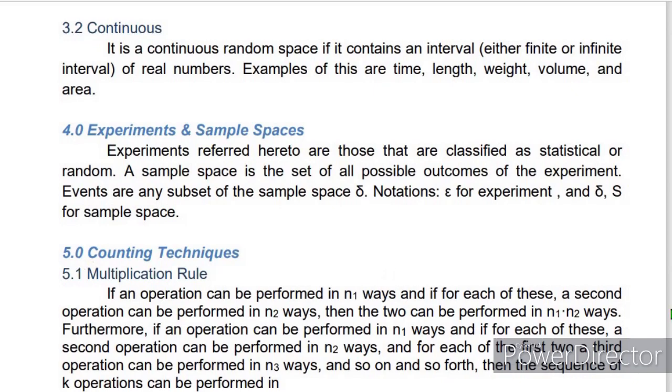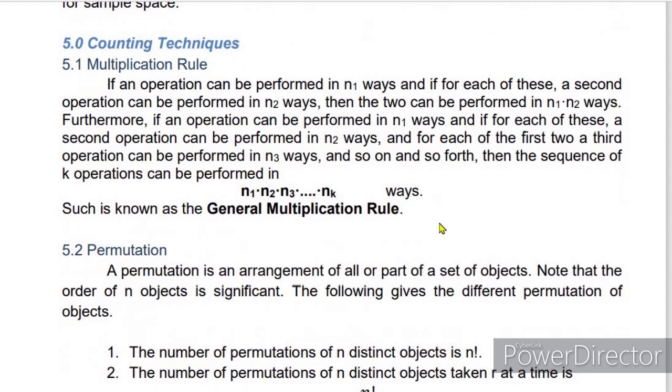Next, we go now to 5.0, counting techniques. 5.1, multiplication rule. If an operation can be performed in n sub 1 ways, and if for each of these a second operation can be performed in n sub 2 ways, then the two can be performed in n sub 1 multiplied by n sub 2 ways. Furthermore, if for each of these two a third operation can be performed in n sub 3 ways, and so on, then the sequence of k operations can be performed in n sub 1, n sub 2, n sub 3, up to n sub k ways.